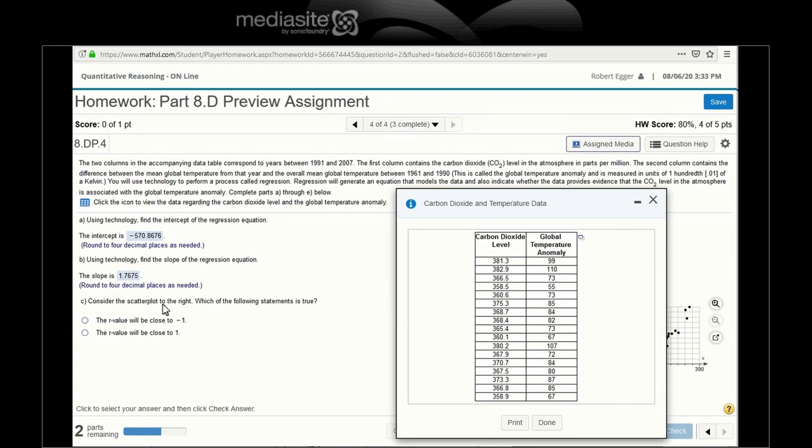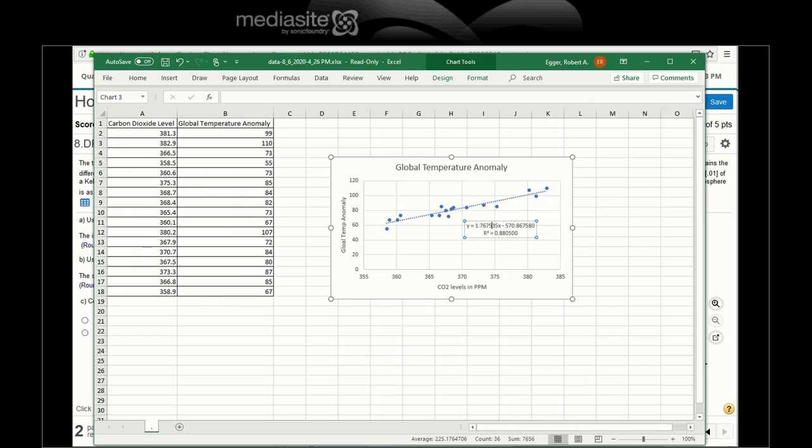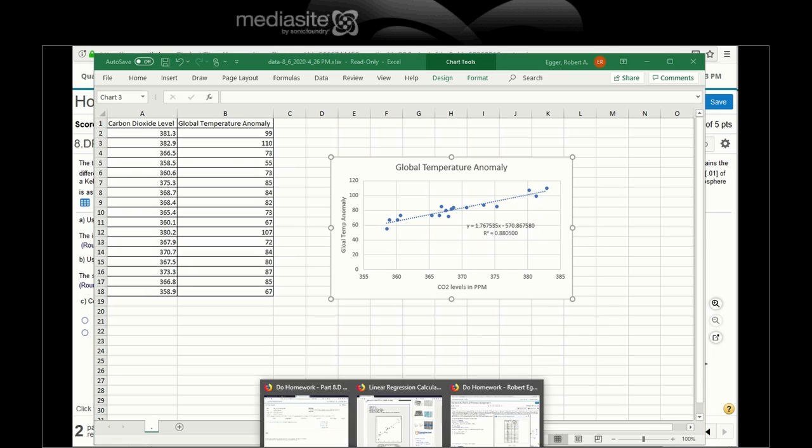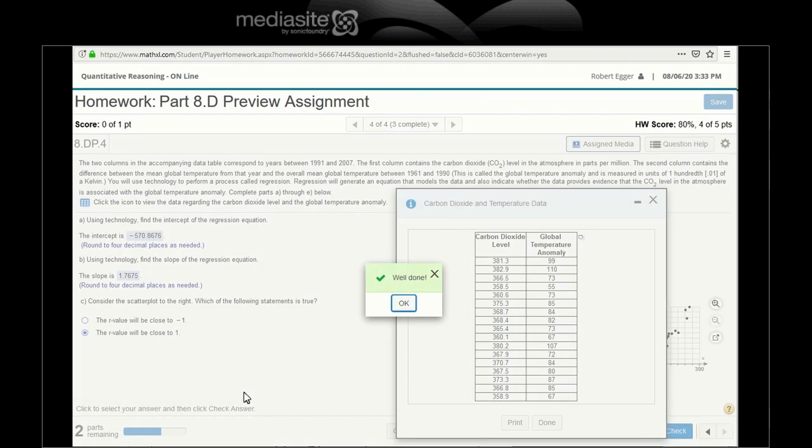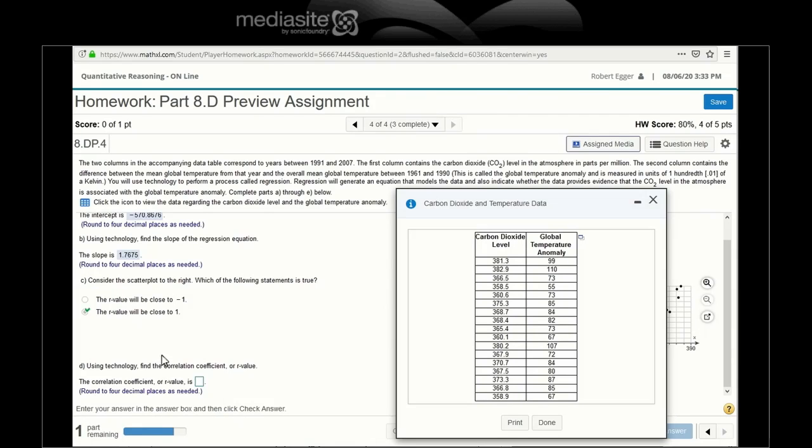All right. Consider the scatter plot to the right. You think it's close to minus 1 or plus 1? Okay. Well, it's trending left to right, going up. So it has a positive slope, therefore it has a positive correlation. These points pretty much hover around the straight line. So yeah, I would say it's definitely close to one. So what is it?